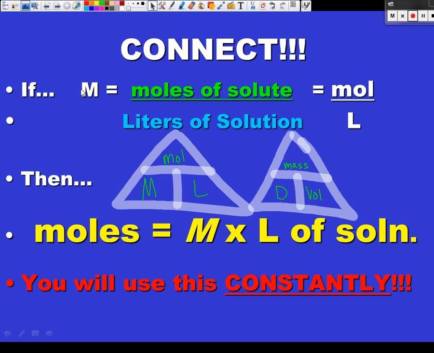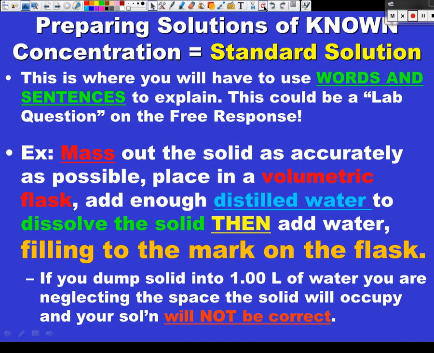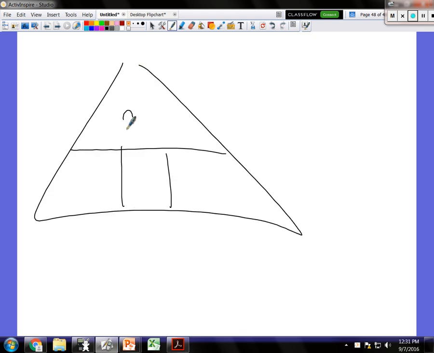All right, so preparing solutions. Q equals MCΔT. This is the specific heat formula. It's really not bad, sir. I have no clue what you're talking about.